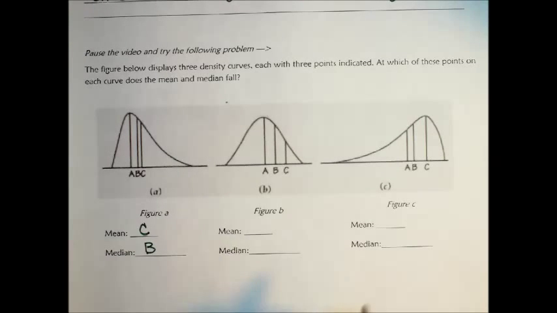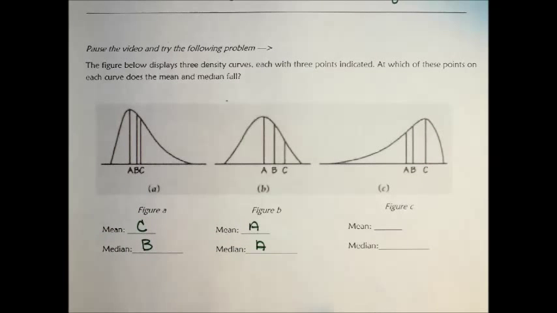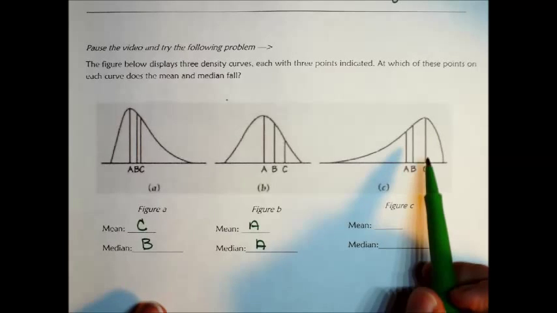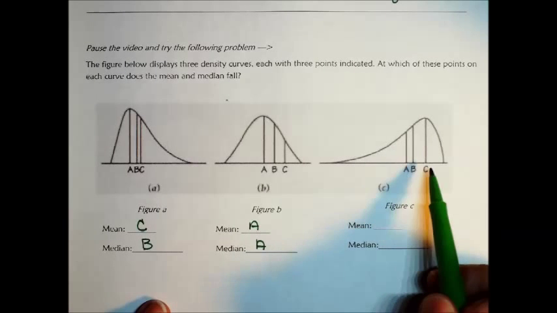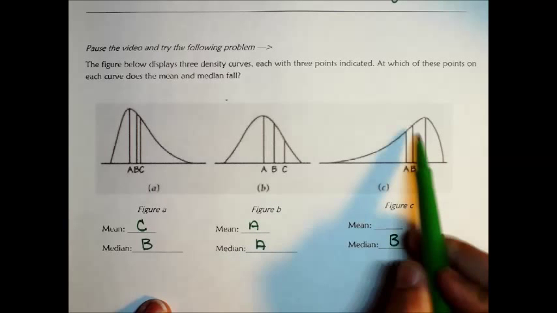Here we know that since this is symmetric, the mean and the median are going to be down the center in the same spot. And in figure C, again, if we're looking for the median, we know it's going to cut the area in half. Probably not going to be C. It's more likely the median is B, and therefore, since the mean gets pulled towards the tail, the mean must be A.